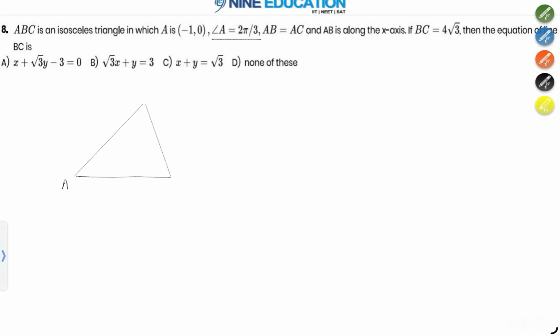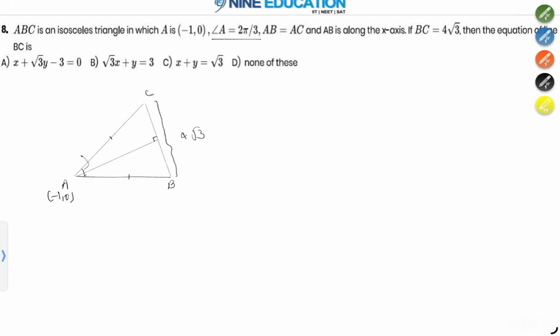So assume this diagram we have. This is A, this is B, and this one is C. This angle is 2 pi by 3. These two sides are the same, and they have given this coordinate is minus 1 comma 0, and BC is 4 root 3. As it is an isosceles triangle, if I draw a median from this point, it is going to go to the midpoint and be perpendicular as well.